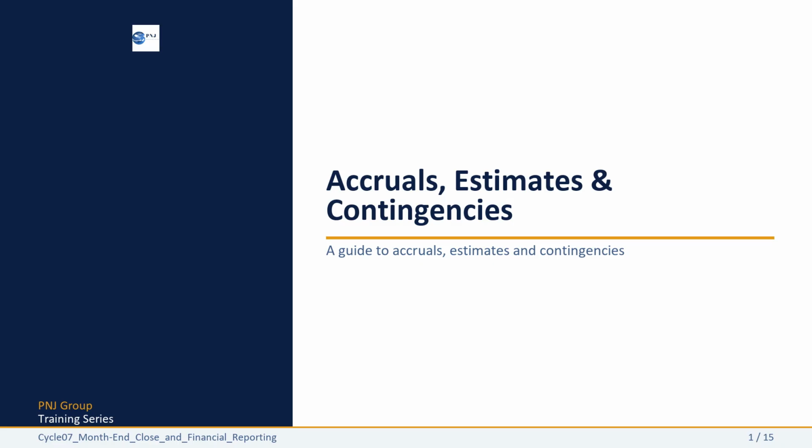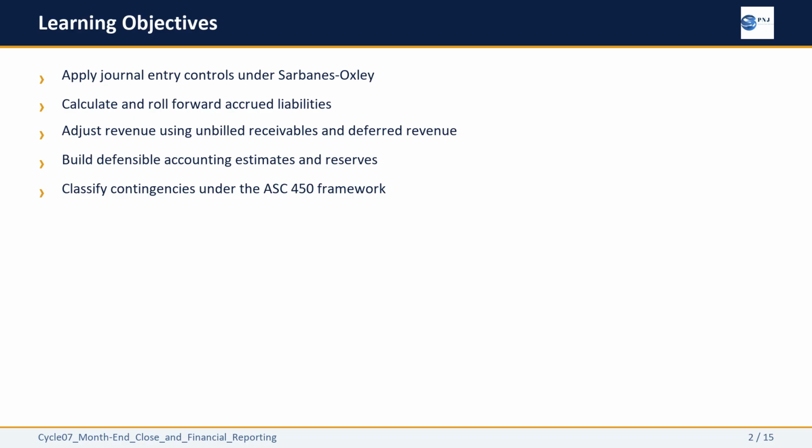should actually say. Over the next few minutes, we will work through journal entry controls, the accruals that capture unpaid obligations, the estimates that depend on your judgment, and the contingency framework that governs lawsuits and similar risks. Grab your coffee, because this is the material auditors scrutinize most. Let me tell you where we are headed.